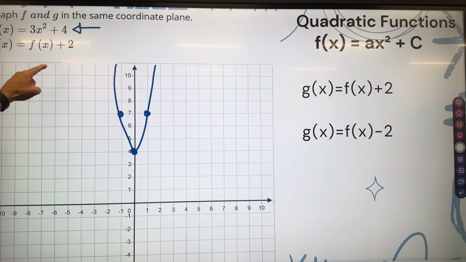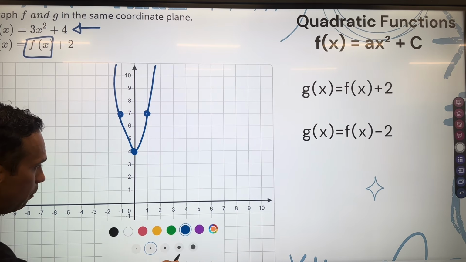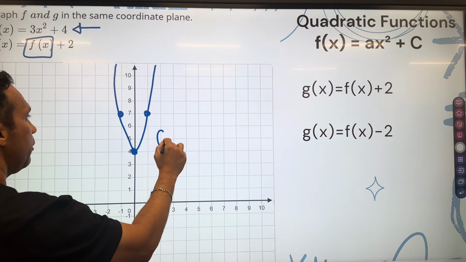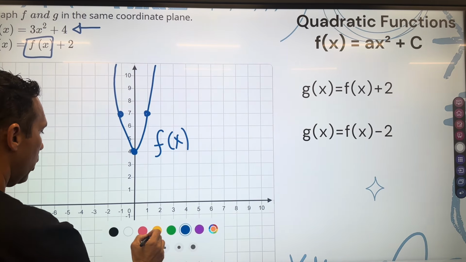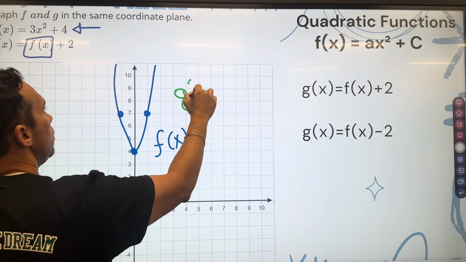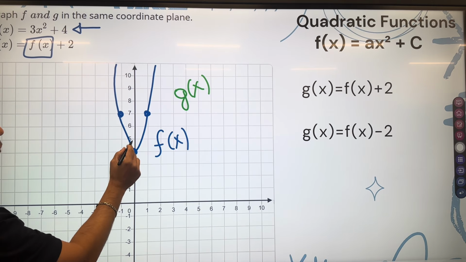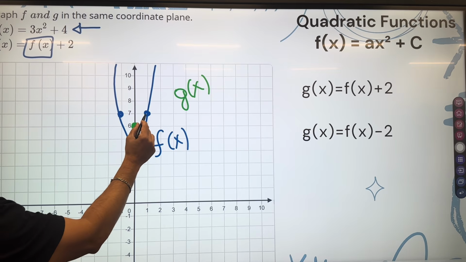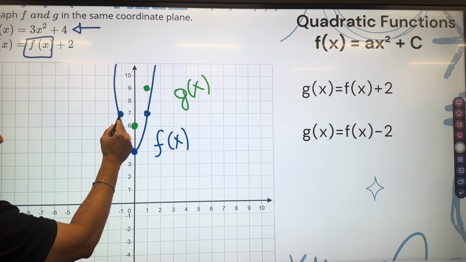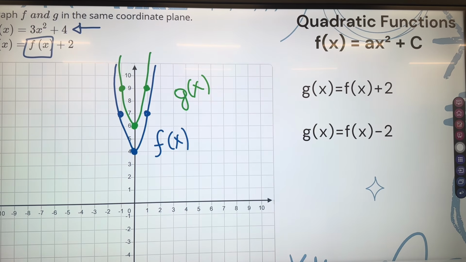Then we have to graph this too. But look, this is f of x. The blue one is f of x. Then we're going to create the green one, we call g of x. The g of x will be f of x plus 2. So we take the 4 and go 2 up. We take the 7 and we go 2 up. We take the 7 on the other side, and we go 2 up. So this is the g of x graph.